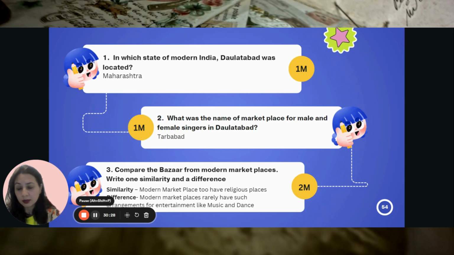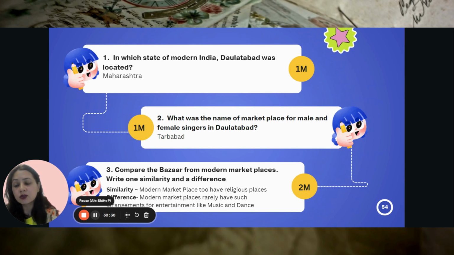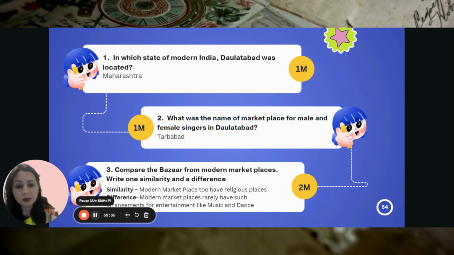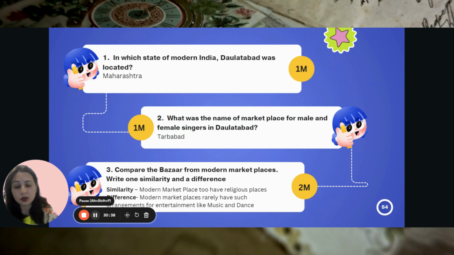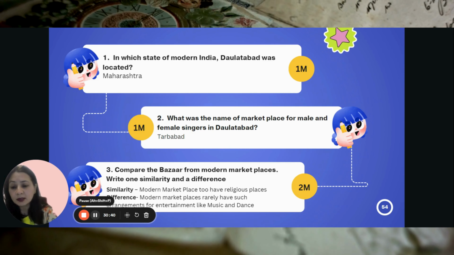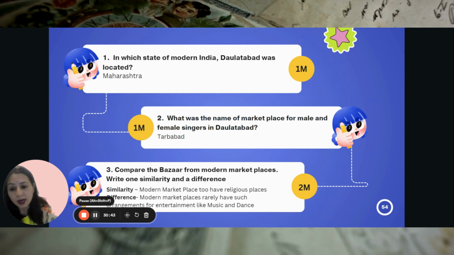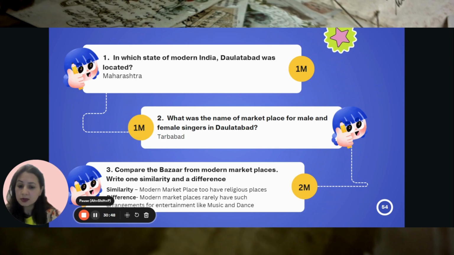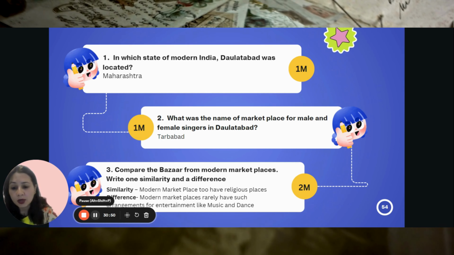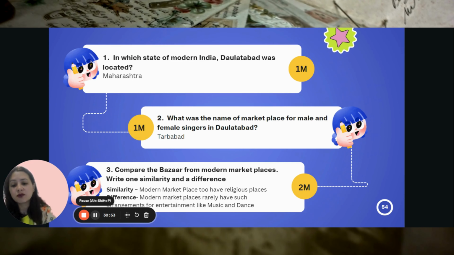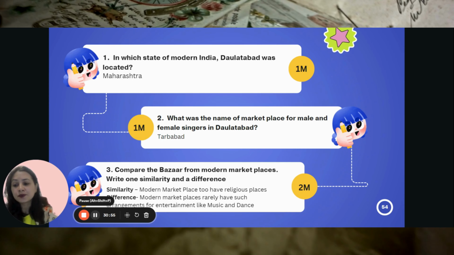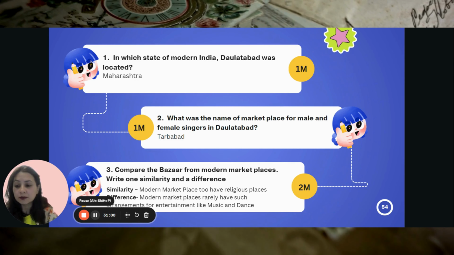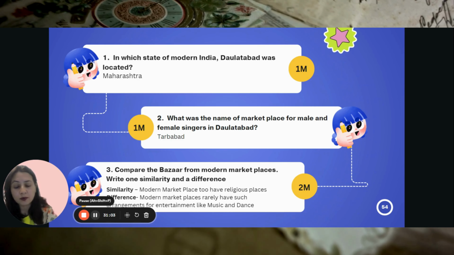During the rule of Muhammad bin Tughlaq, the capital was transferred from Delhi to Daulatabad. Then Daulatabad was in Maharashtra. What was the name of the marketplace for male and female singers in Daulatabad? Direct, Tarababad. Compare the bazaar with the modern market. Write one similarity and one difference. Similarity, modern marketplaces do have religious places, and the difference is that modern marketplaces rarely have such arrangements for entertainment like music and dance. So, in the markets of medieval India, sources of entertainment were also provided to the people.